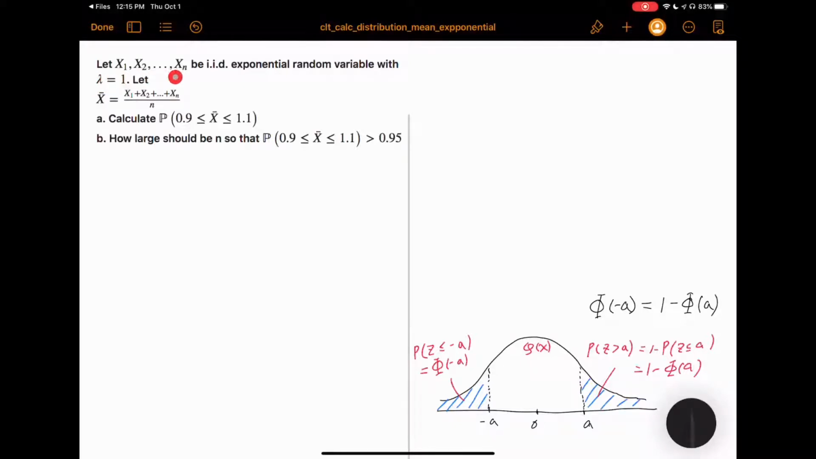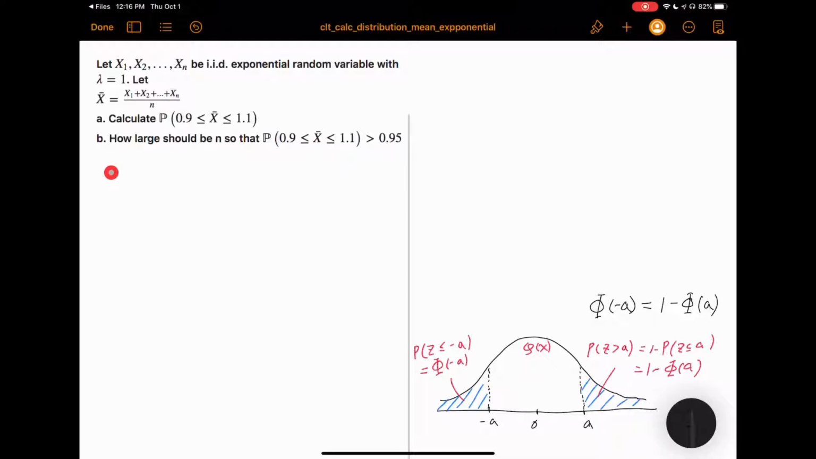X1, X2 to Xn are IID exponential random variables with lambda equals 1. X bar is the average of the X's. First question, calculate the probability that the average is between 0.9 and 1.1. The second question, find the n so that the probability is greater than 0.95.